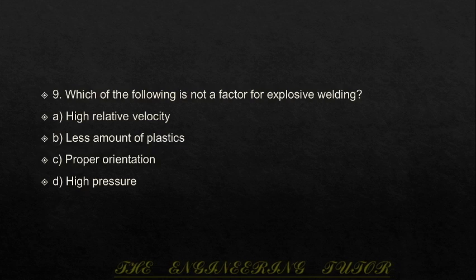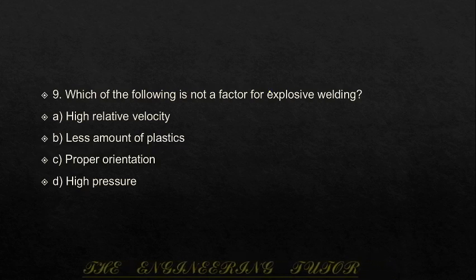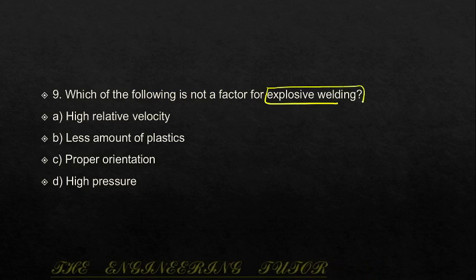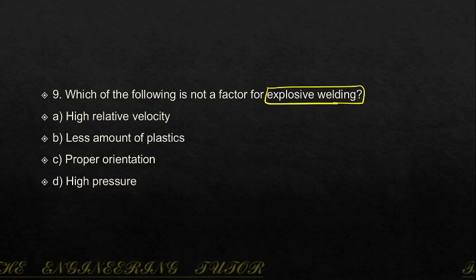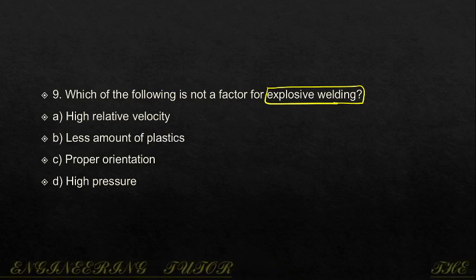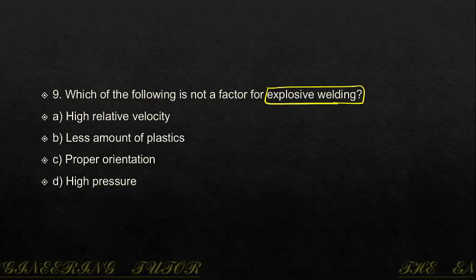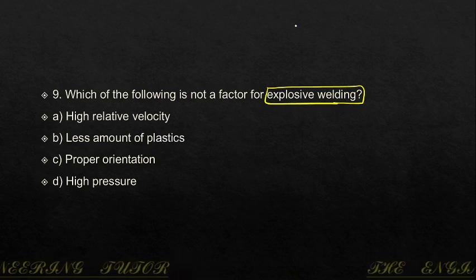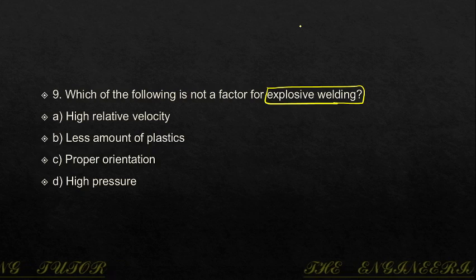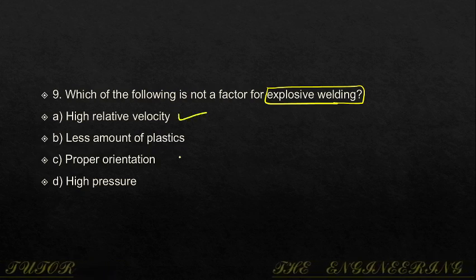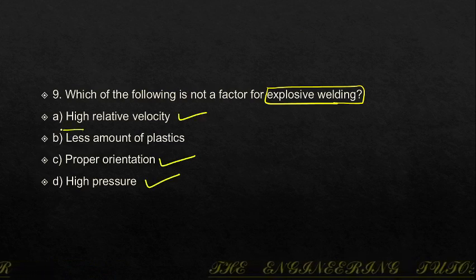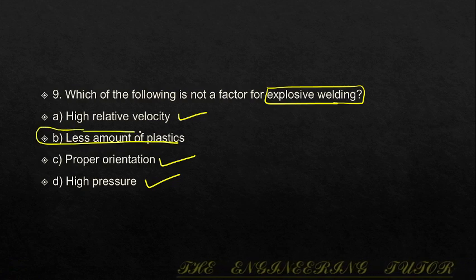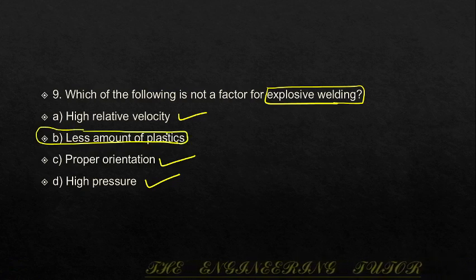Which of the following is not a factor for explosive welding? We'll be using explosives for getting a weld joint. While considering explosive welding, the factors one needs to understand are that there has to be a high relative velocity, proper orientation, and it needs to be kept at a high amount of pressure. So among these, less amount of plasticity is not a factor.